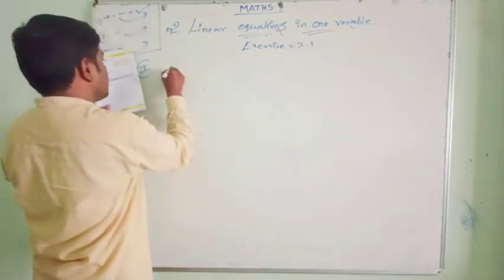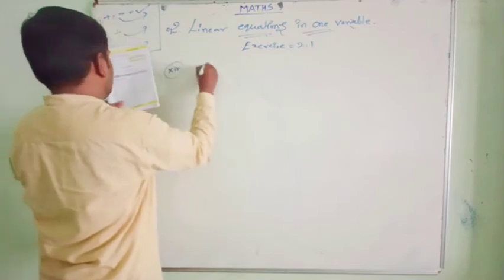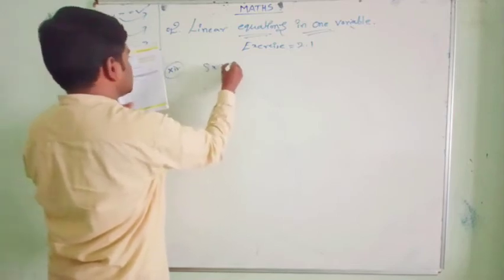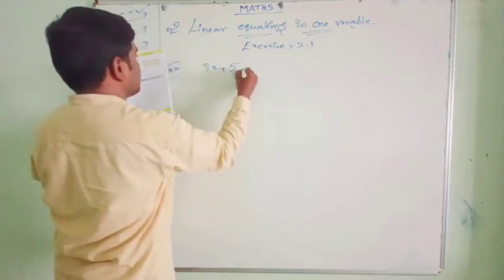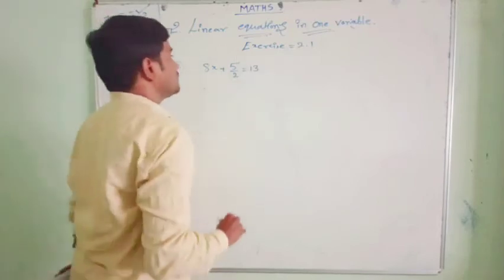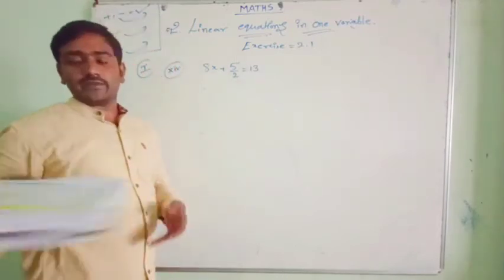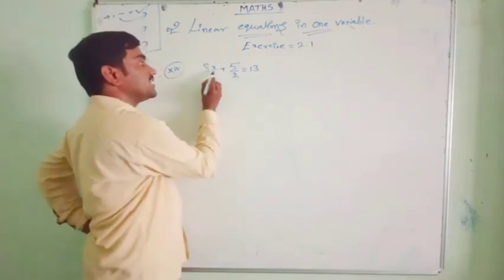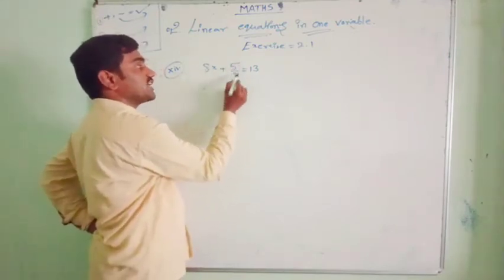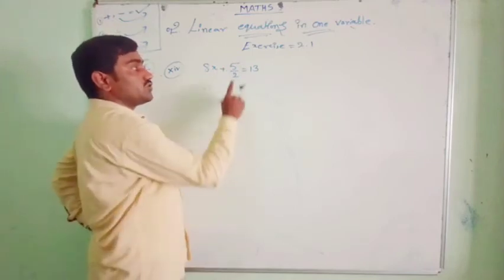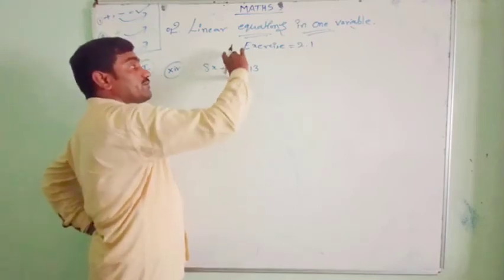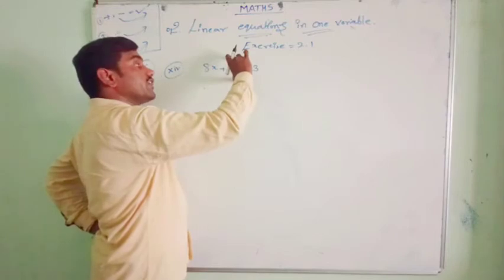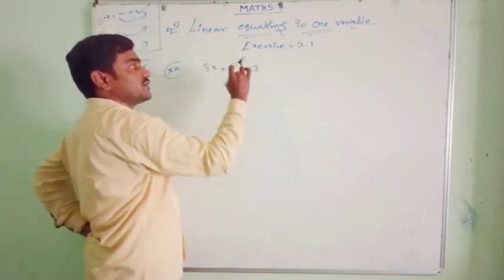Next one, the 14th question: 8x plus 5 by 2 equal to 13. See now what we need to do. Here there is a variable, 8 is multiplying, plus 5 by 2. It is a connected term. There is no division term. Plus 5 by 2 is added to this. That means the connected term is 5 by 2.